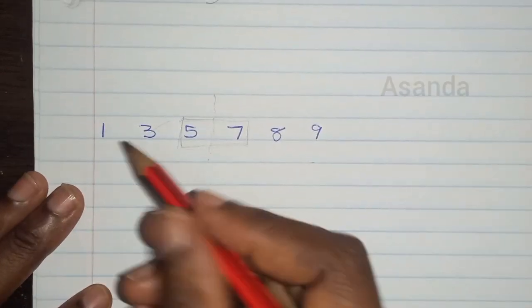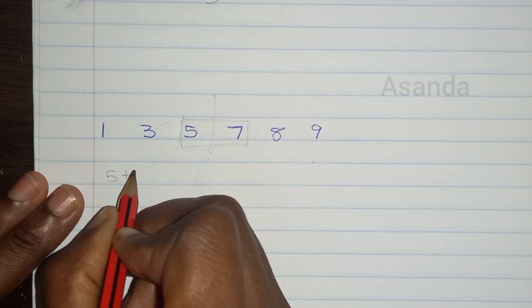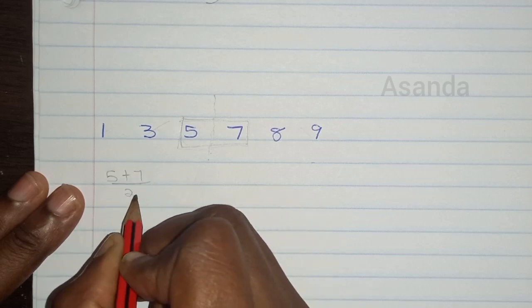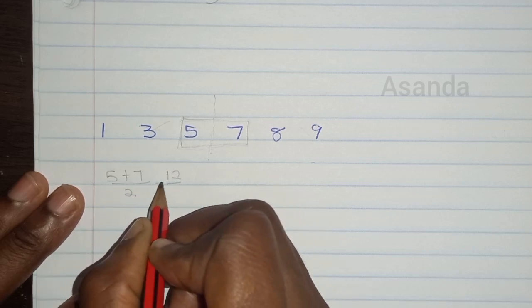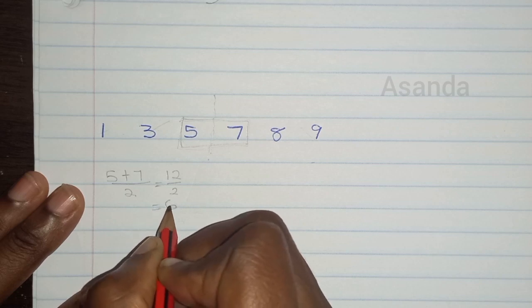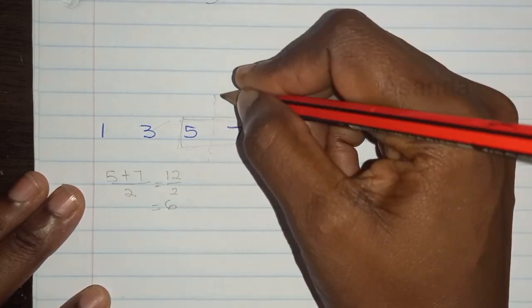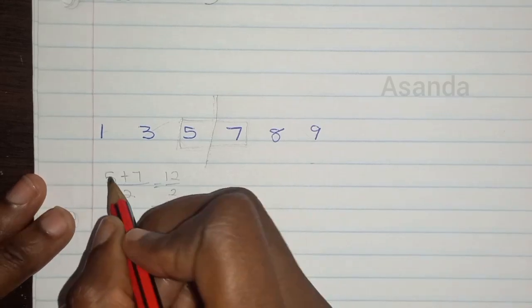So what we're going to do now is say 5 plus 7 divided by 2, which gives us 12 divided by 2, which will give us 6. And now we say right there, the median is 6.